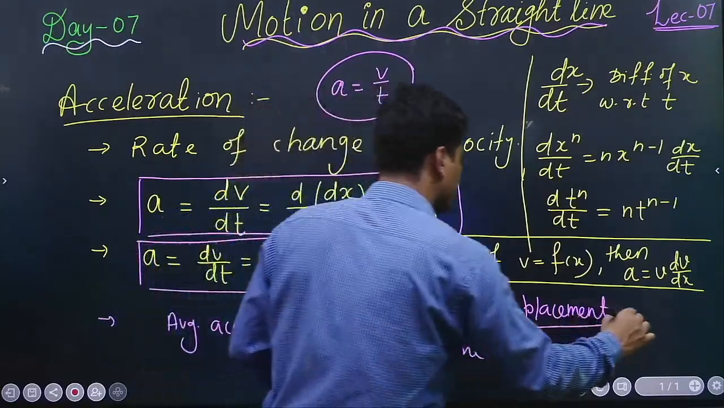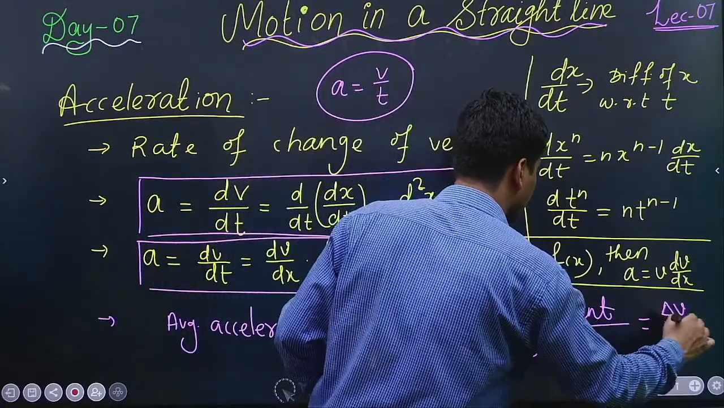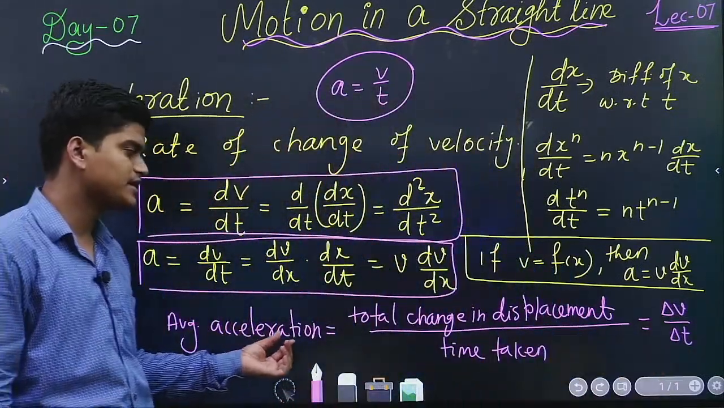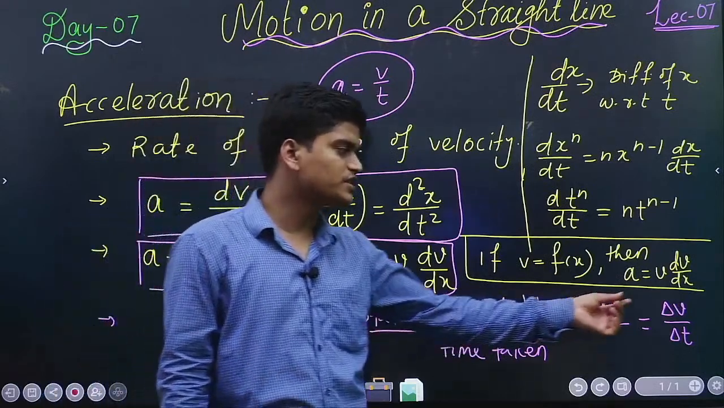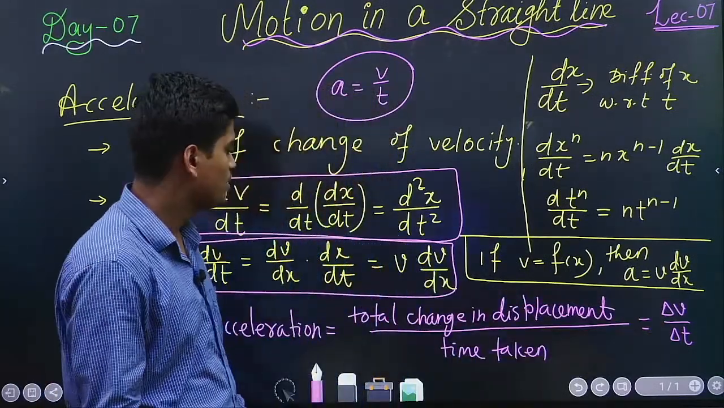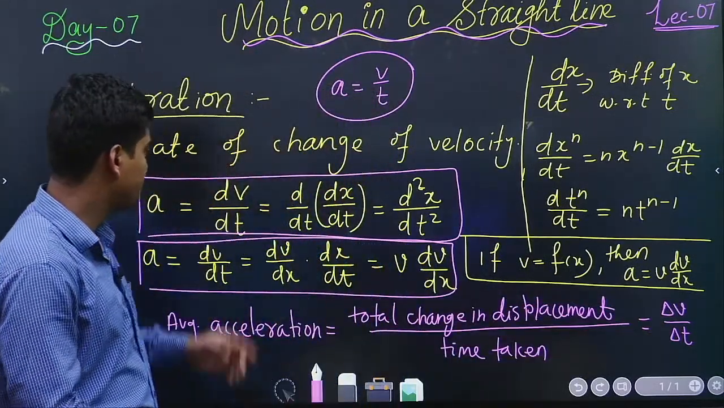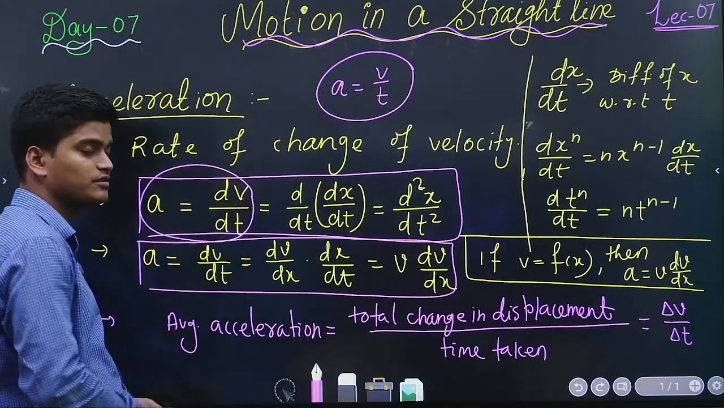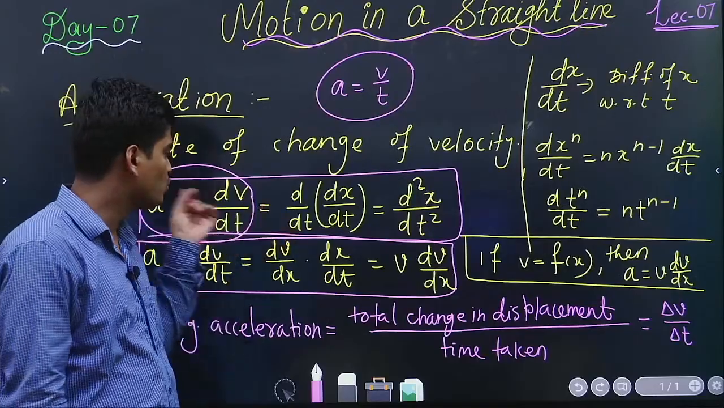So you can write here, that is your delta v by delta t. For a large interval, if you want to find the average acceleration, then what you can do? Change in velocity by change in time. And remember, this dv by dt is telling you about instantaneous acceleration. That means at a particular time, what is your acceleration?